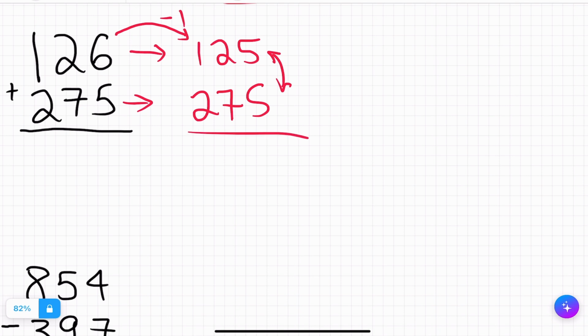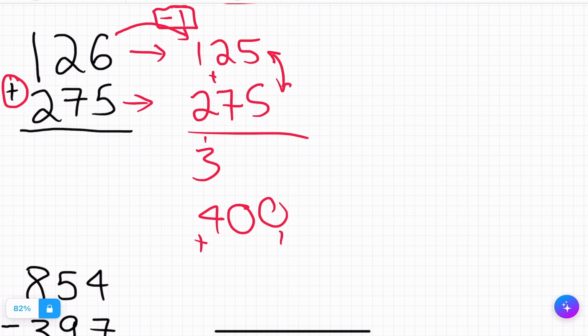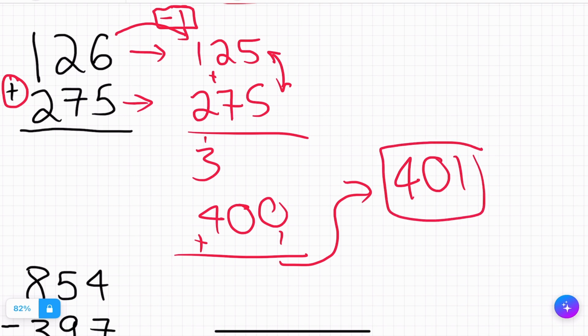So 2 plus 1 is 3, and 25 plus 75 is 100. We'll carry the 1. We have 400 as our answer. However, remember, we had to subtract 1 in order to get to 125, and we're adding. So that means that we are going to add that 1 back on because we're 1 short. So our final answer is going to be 401.